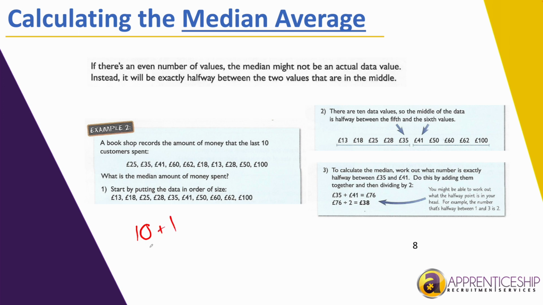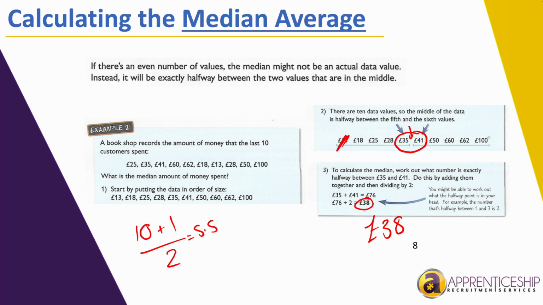10 plus 1 is 11. Divide by 2 is 5.5. So it's the 5.5th number, which means that we end up with two numbers in the middle, number 5 and number 6. We're looking for the number that is in the middle of these two. So we add them together. 35 plus 41 is 76. And then we divide by 2 to get 38. So 38 is the median. Even though it's not in the data, it is the median.